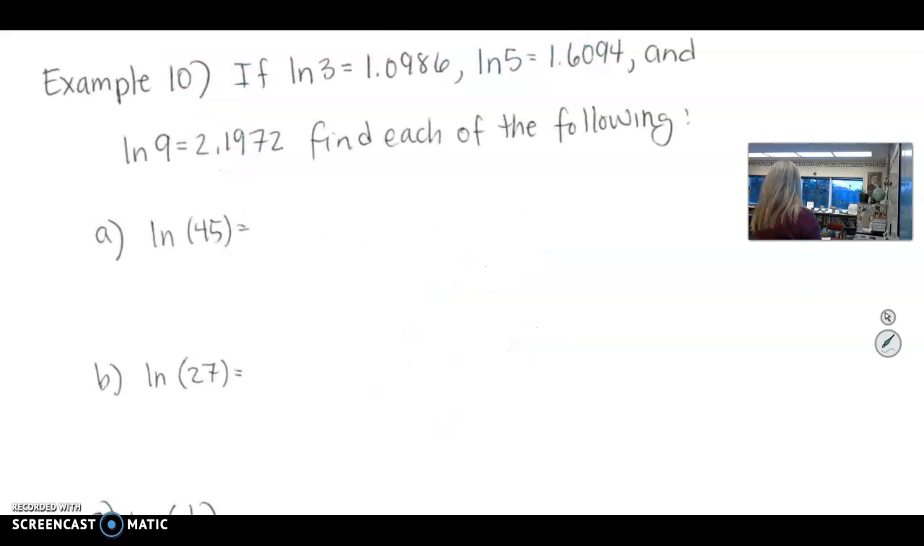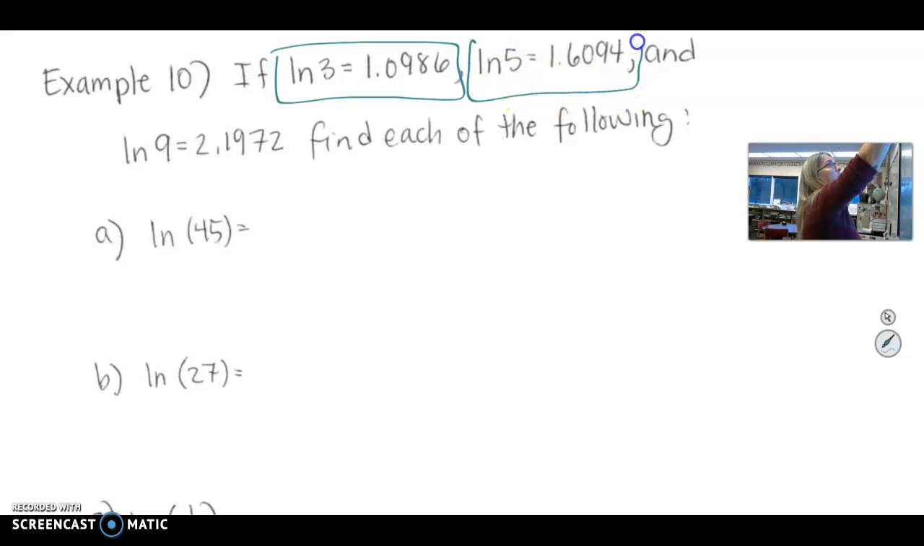Okay, example 10, we did a problem just like this, but with a common logarithm, which has base 10. We're going to do one with natural log. So if the natural log of 3, we're given that, is equal to 1.0986. Natural log of 5 is equal to 1.6094. Natural log of 9 is 2.1972. Find each of the following.